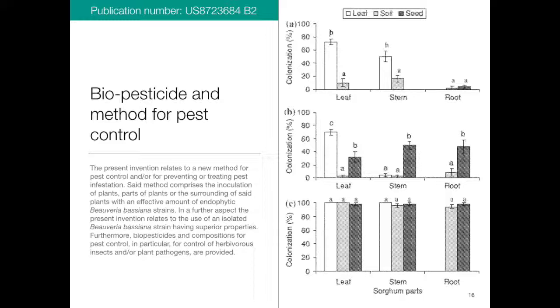Number 15. Biopesticide method for pest control. The present invention relates to a new method for pest control and/or for preventing or treating pest infestation. Said method comprises the inoculation of plants, parts of plants or the surrounding of said plants with an effective amount of endophytic Beauveria bassiana strains. In a further aspect, the present invention relates to the use of an isolated Beauveria bassiana strain having superior properties. Furthermore, biopesticides and compositions for pest control, in particular, for control of herbivorous insects and/or plant pathogens, are provided.